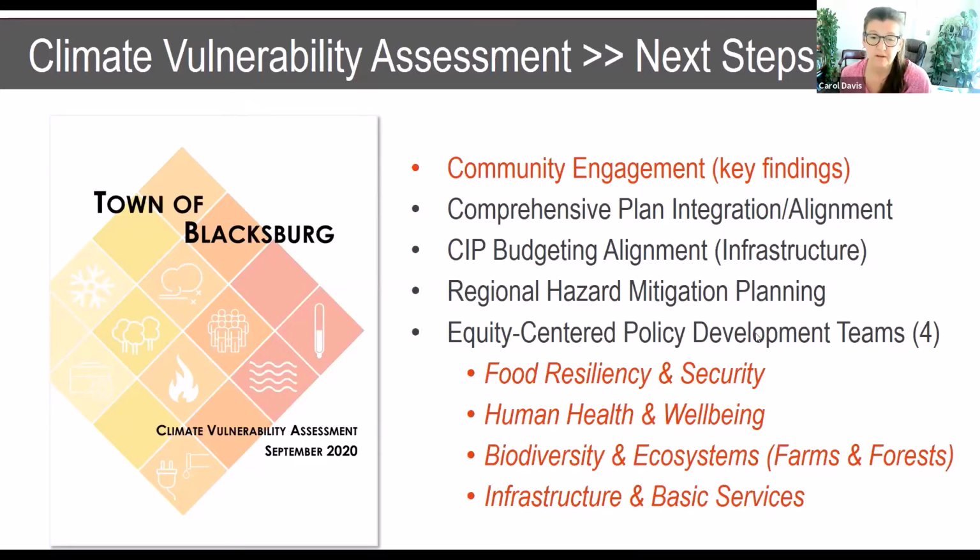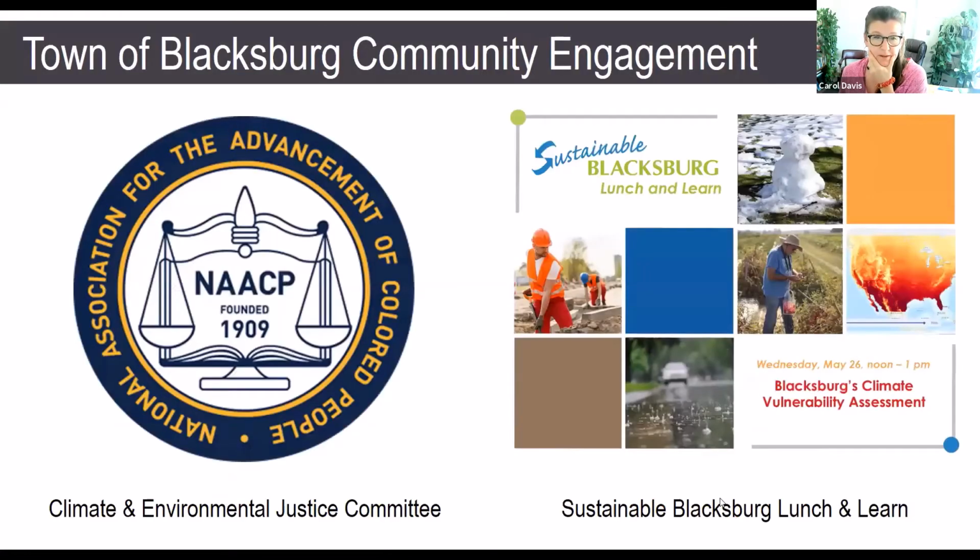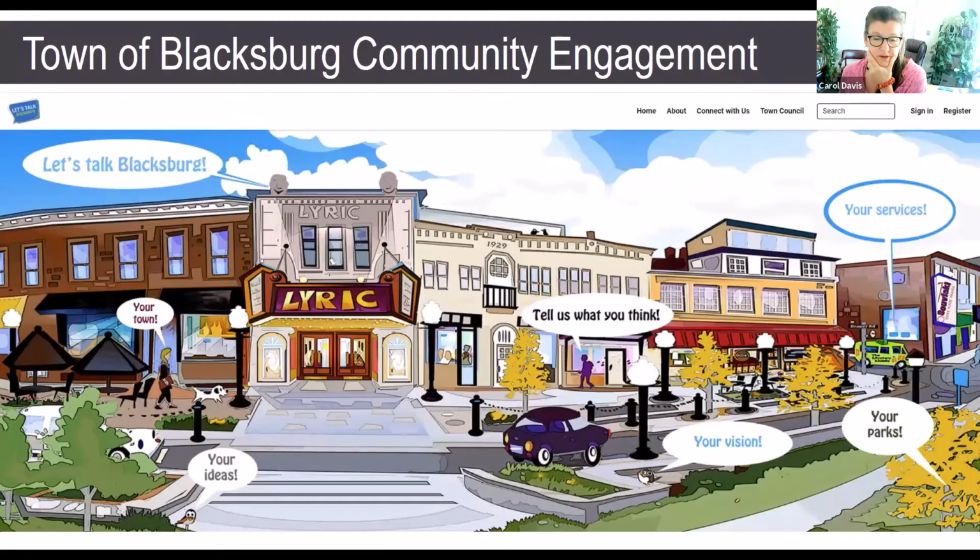And then, getting more granular, is to develop some policy development teams with that equity lens, thinking about those frontline communities, on these primary themes of food resiliency and security, human health and well-being, biodiversity and ecosystems, largely probably focusing on farms and forests, and infrastructure and basic services. So that's again some outreach.